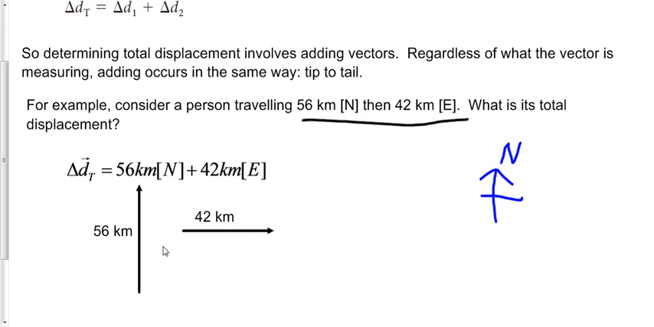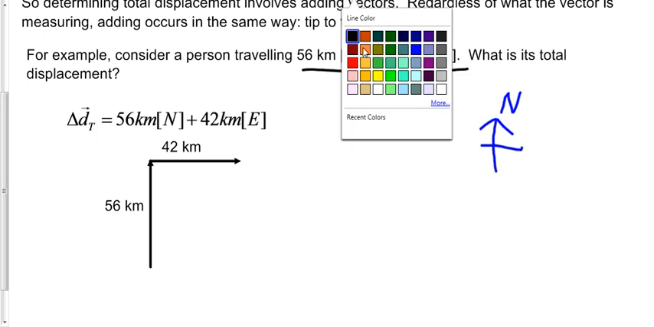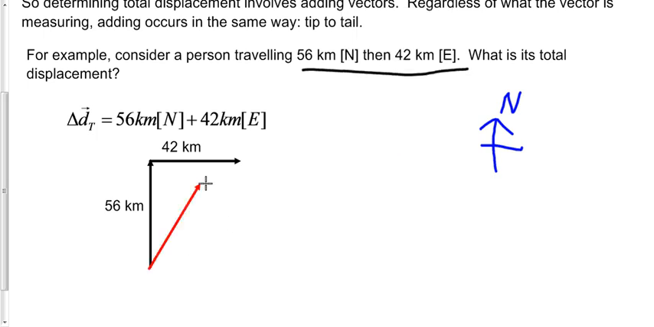So what we need to do then is add this vector, 56 kilometers, to this vector, 42 kilometers. And again, we add the second vector where the first one ends. So we want to connect them up like this. And then what we want for our final displacement, our total displacement, is the change in position from where it started to where it ended. So again, what I'm looking for in this case is what we call the resultant vector, which is just this vector right here.